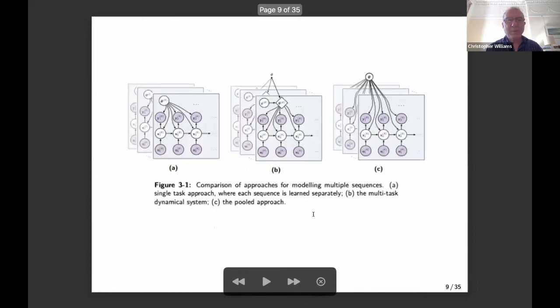And graphically, what's happening there is that on the left, we've got a single task, so there's a different theta for each sequence, and there's very little sharing. On the right, basically, it's pooled, so we share the same theta for all the sequences. But what's happening in the middle is that we've got a latent Z that, depending on these parameters phi, creates a theta for each individual sequence.